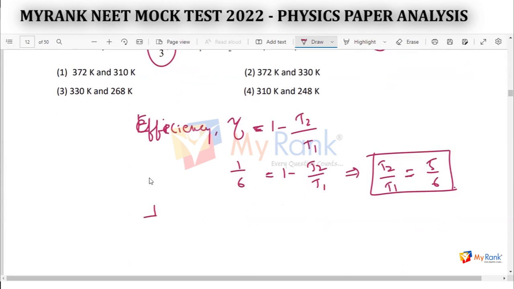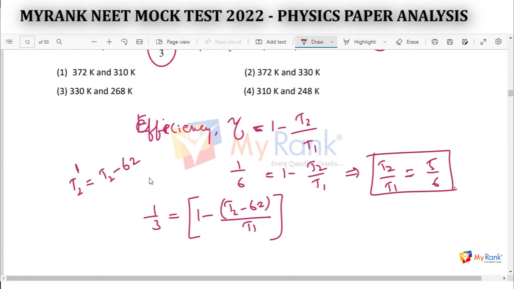And in the second case, 1 by 3 is nothing but 1 minus T2 dash by T1, where T2 is lowered by 62. So T2 dash is nothing but T2 minus 62. That's why we wrote it like this. If you are simplifying for this, what can we say? 1 minus T2 by T1 plus 62 by T1, I can say.